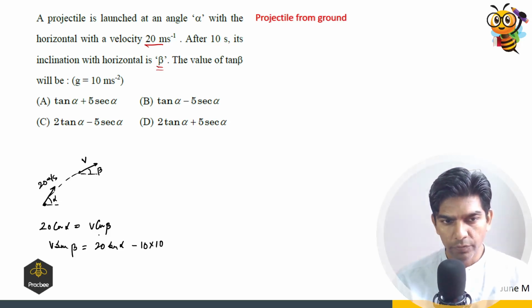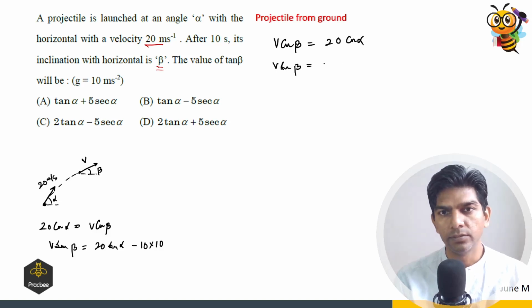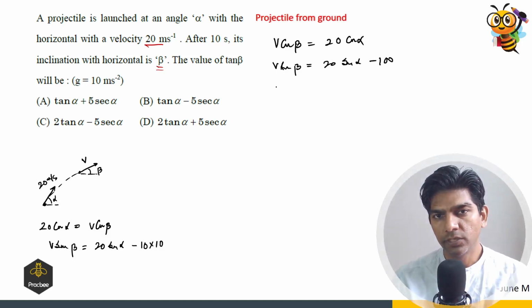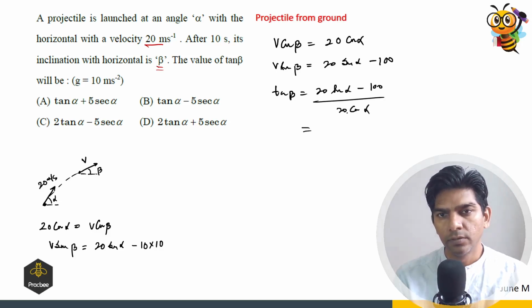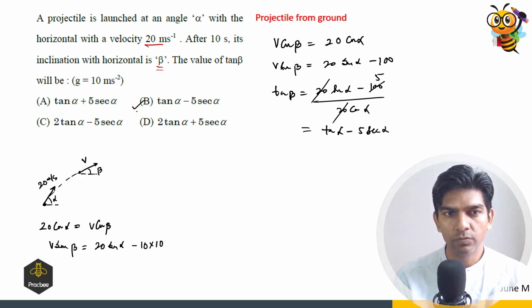So we got v cos beta, v sin beta. So v cos beta is 20 cos alpha, v sin beta is 20 sin alpha minus 100. And we have to find tan beta, right? So let us take the ratio of these two. So tan beta is (20 sin alpha minus 100) divided by 20 cos alpha. So this will give us 5 here. So it will be tan alpha minus 5 sec alpha. So option B is the right answer.